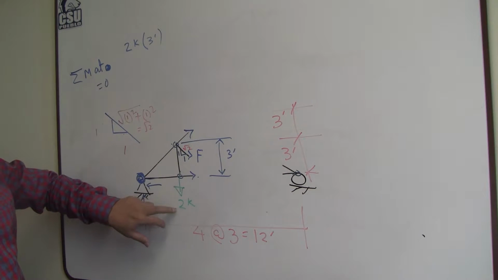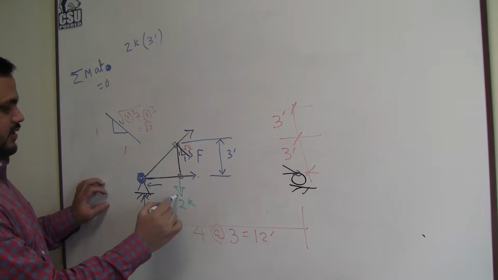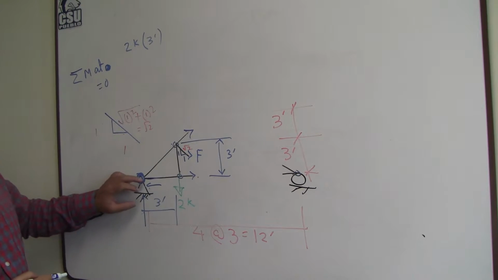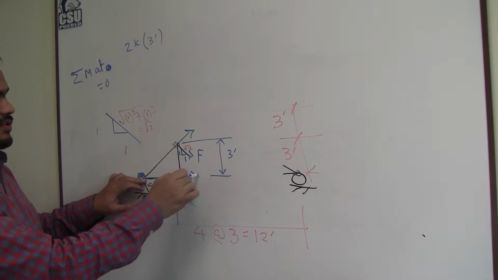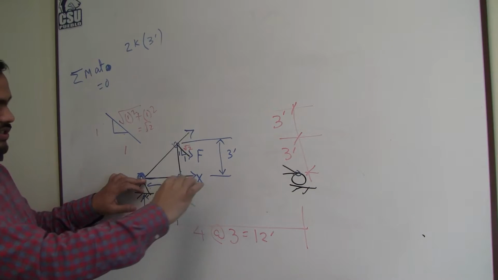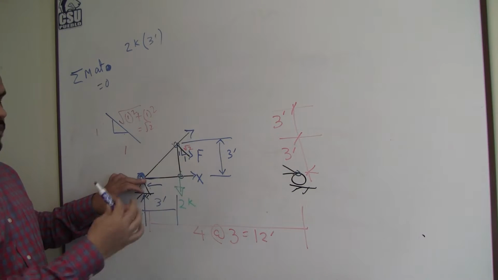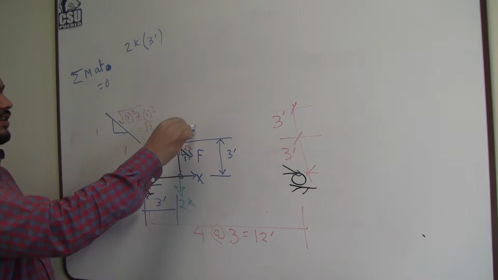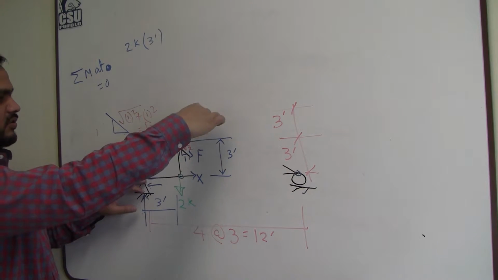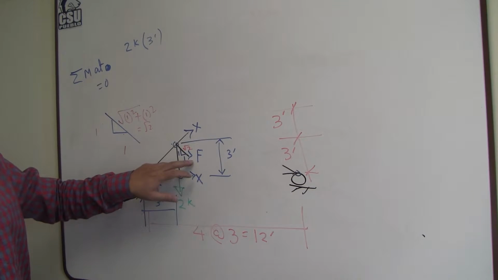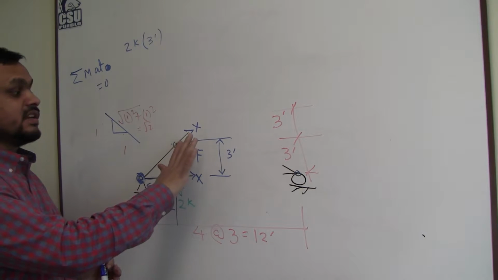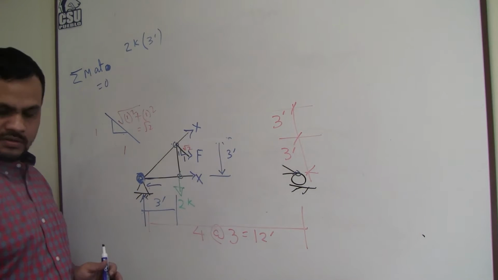So first force is 2 times 3. So this distance is 3 feet. My second force is this force. It will vanish because it is going through the same point, no moment. Then this force vanishes because it is going through the same point. Third force is this. Now it is inclined, so it has 2 components.